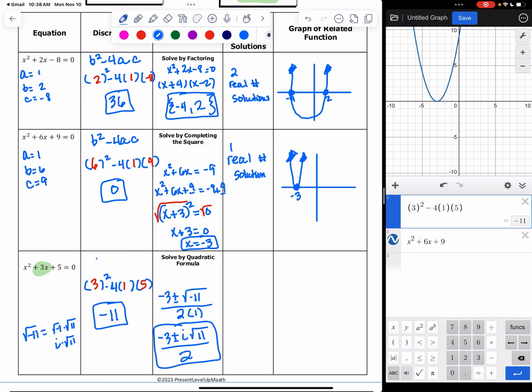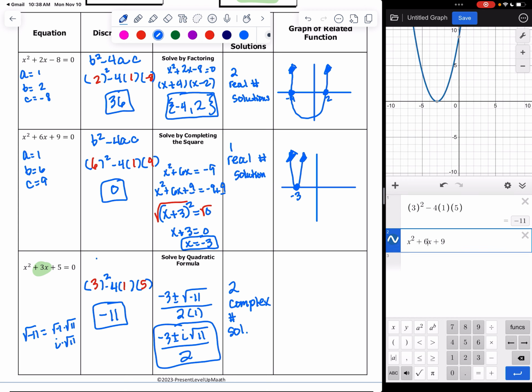Now, because we use the imaginary unit, that means our solutions are not real numbers, they're complex numbers. And because there's a plus or minus, that means there are 2 of them. So we have 2 complex number solutions. Just abbreviate that. Now, what does it look like when we have 2 complex solutions?